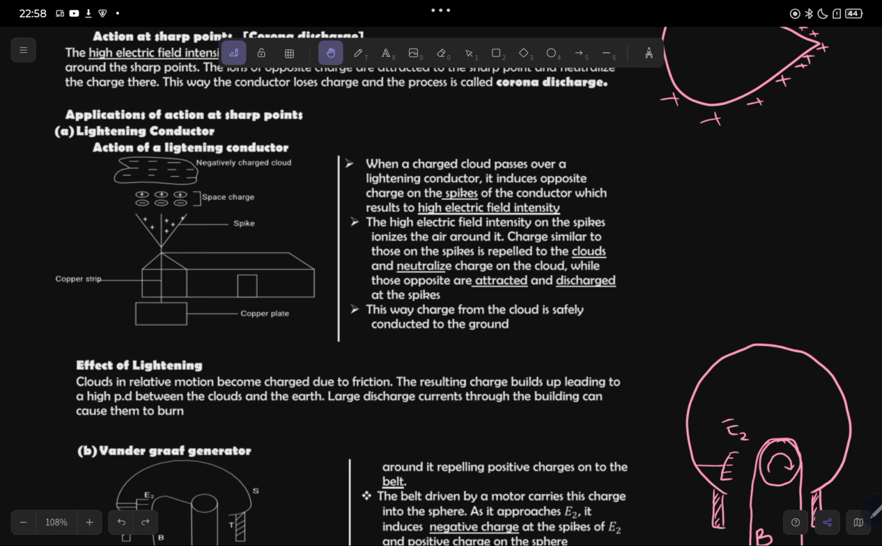Now, the positive charges will be repelled to the negative cloud and they will neutralize the cloud, whereas the negative charges will be attracted to the spikes and they will neutralize those spikes and discharge them. In so doing, the electrons are connected separately to the ground through the copper strip as we began the explanation, and therefore even our cloud is discharged safely without causing any havoc or burning our building.